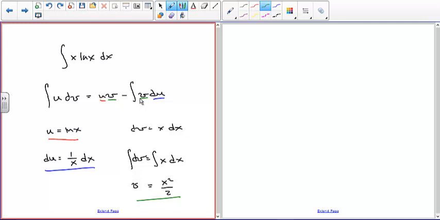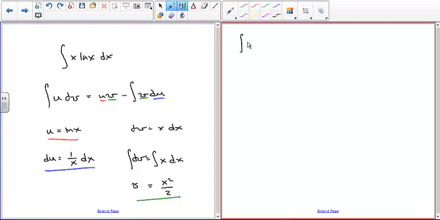Okay, so then I'm going to do it. That's what I'm going to do next. I'm just going to make those substitutions. So what this says is that my original integral, x times the natural log of x dx, equals u, which is the natural log of x, times v, which is x squared over 2, minus the integral of v, which is x squared over 2, times du, which is 1 over x dx.